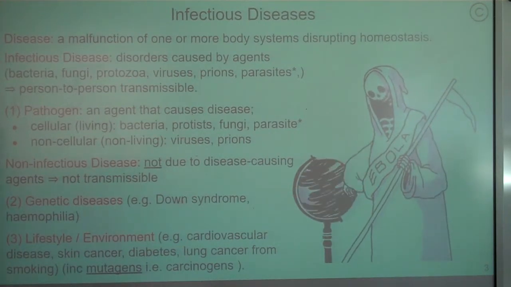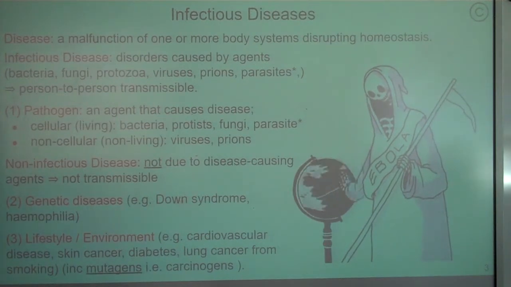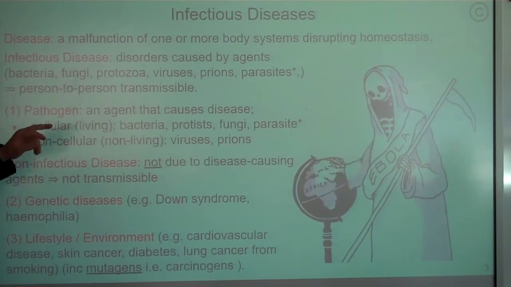But a disease obviously is a malfunction of one or more body systems, and that disrupts homeostasis. Now there's infectious and there are non-infectious diseases. We have a completely separate slideshow for non-infectious diseases. This slideshow looks at pathogens specifically. That's an agent that causes disease. It doesn't have to be a microbe, because that implies bacteria or something. It's just anything that can cause an infection, it can cause a disease.